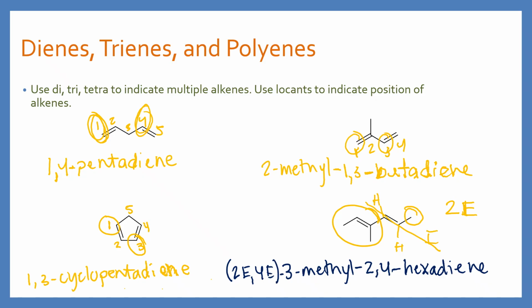Put it in parentheses and then put a hyphen. So parenthesis 2E, comma 4E, close parenthesis, hyphen 3, hyphen methyl, I guess I usually say dash, dash 2, comma 4, dash hexadiene. So that one's quite a mouthful, but that's how you do it.